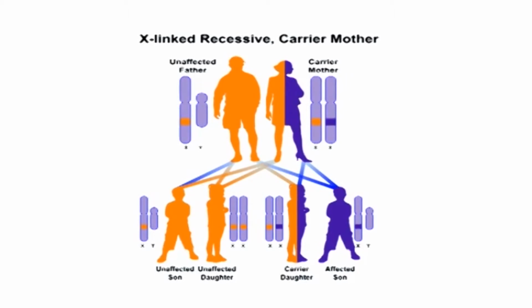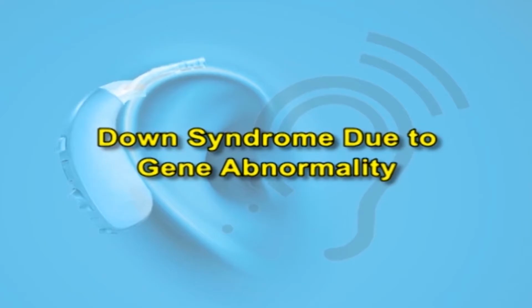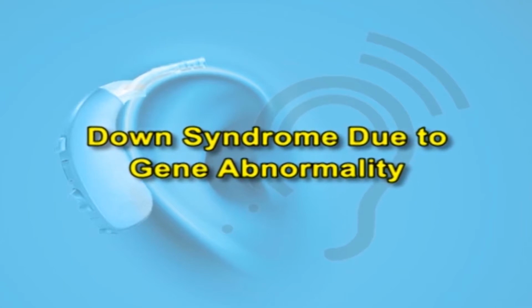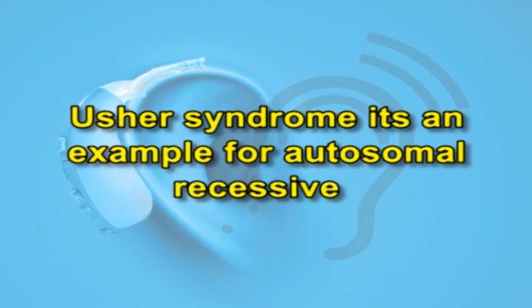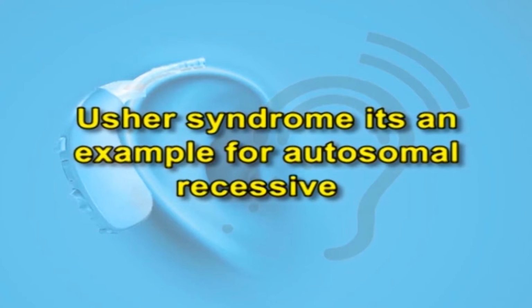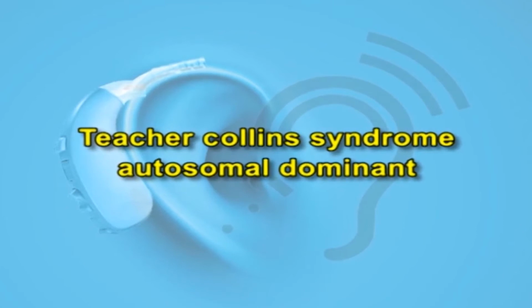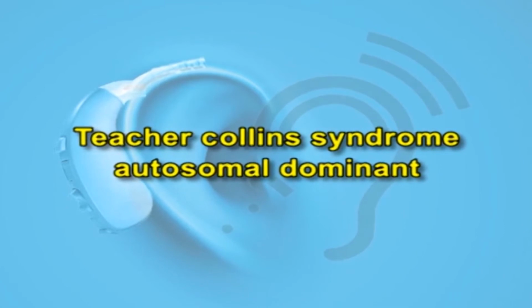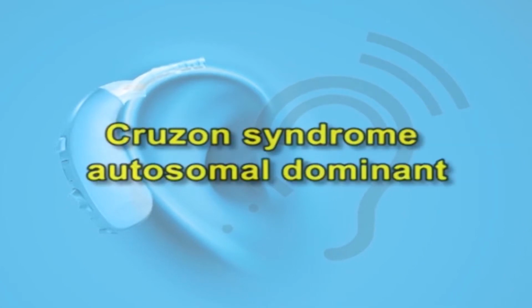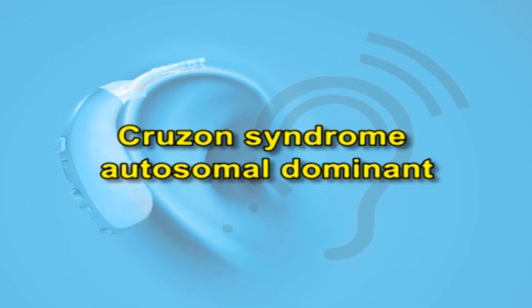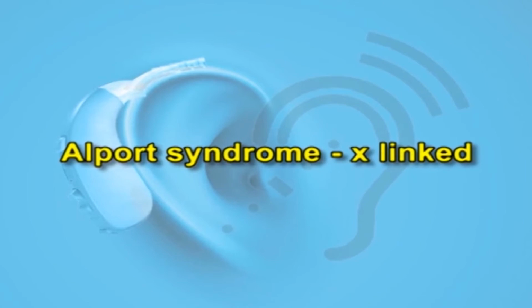Genetic syndromes include the following examples. Number one is Down syndrome. It is due to gene abnormality. Next one is Usher syndrome. It is an example of autosomal recessive. The third one is Treacher Collins syndrome, that is autosomal dominant. The fourth one is Crouzon syndrome, that is autosomal dominant. The final one is Alport syndrome, it is X-linked.